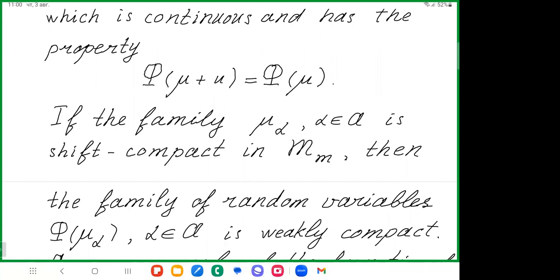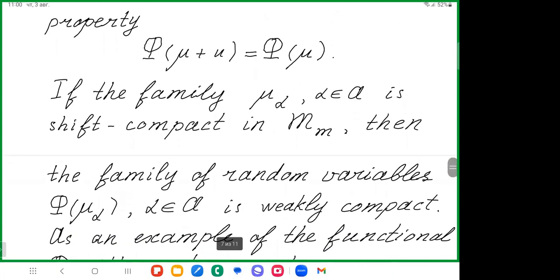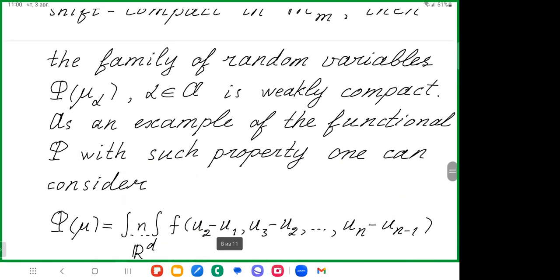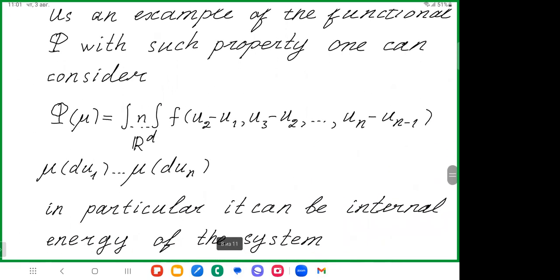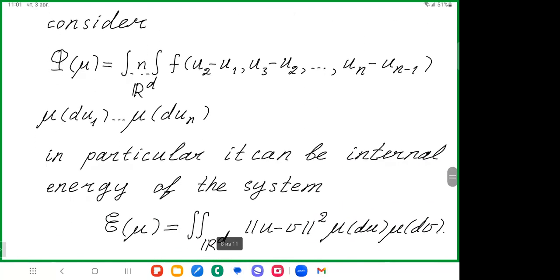And let me note that such functionals are very natural. As an example, one can consider the following functional, and this functional is related, for example, to a self-intersection, a generalized self-intersection of our measure mu. And in particular, it can be the internal energy of the system. Here is an example of such a functional, and it is natural to look at it.